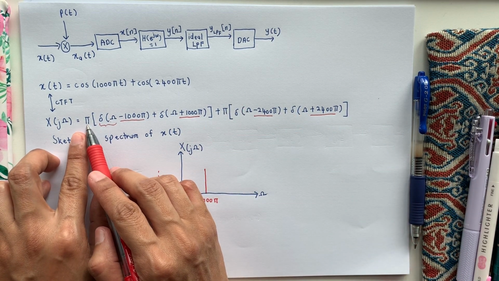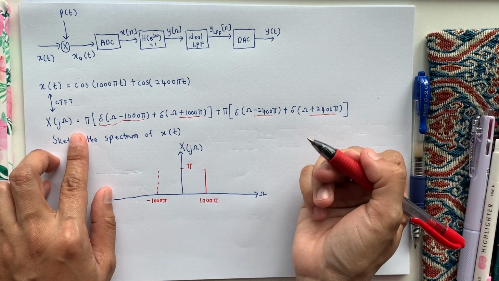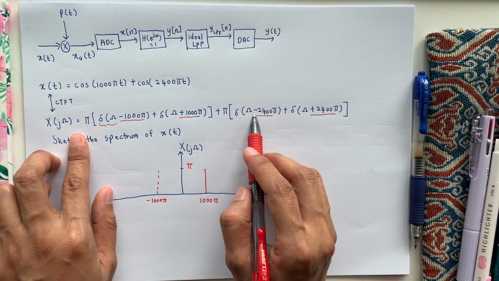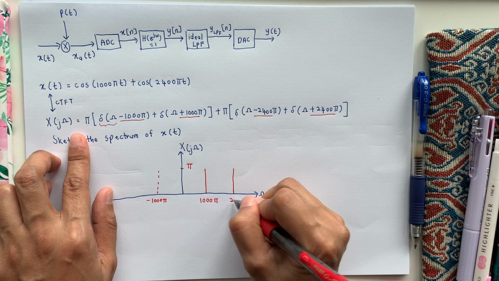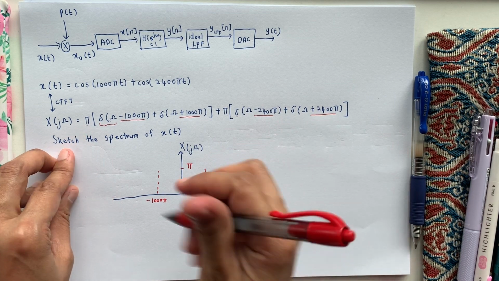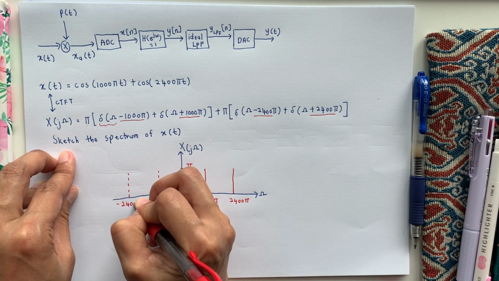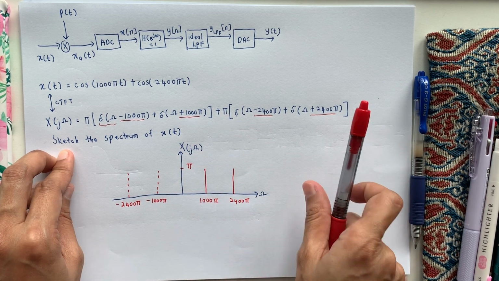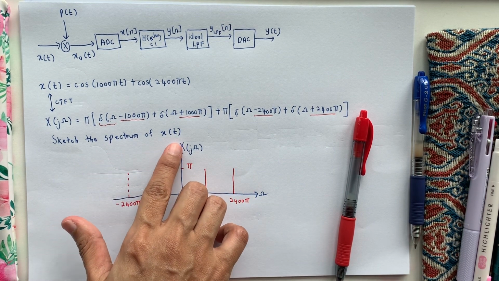What is the magnitude? The amplitude of the signal is pi. The same goes for this signal. You have to delay your delta omega by 2400 pi, and then advance the signal by negative 2400 pi. What is the amplitude? The amplitude is pi. Alright, so this is the example if you were asked to sketch the spectrum of xt.